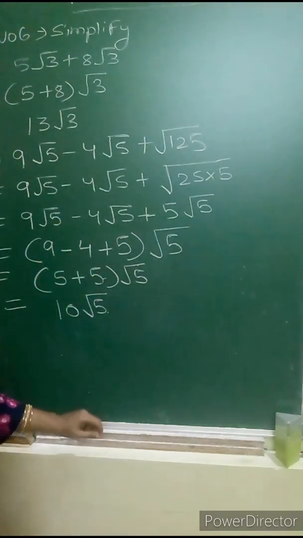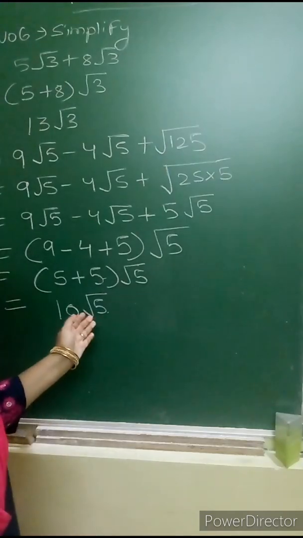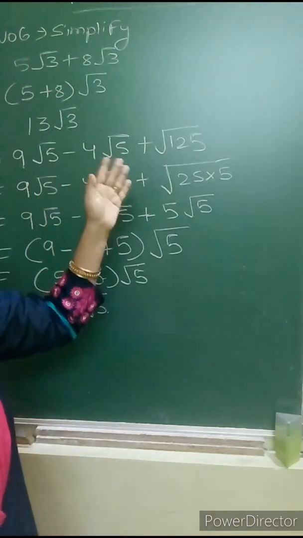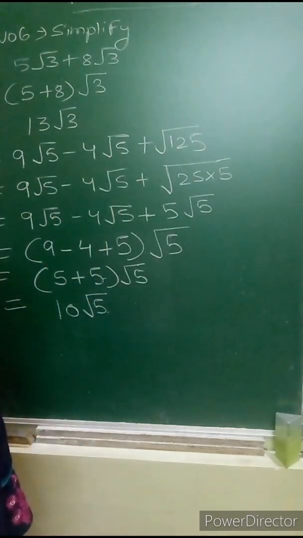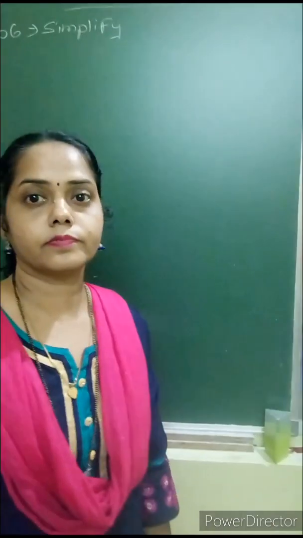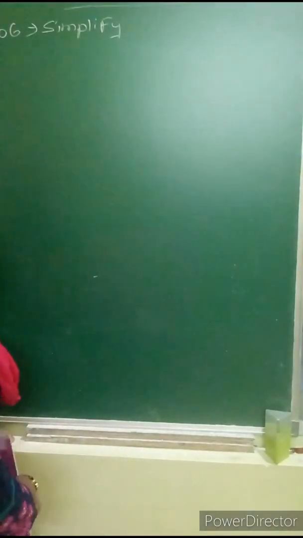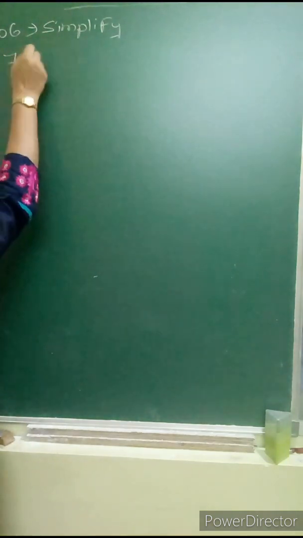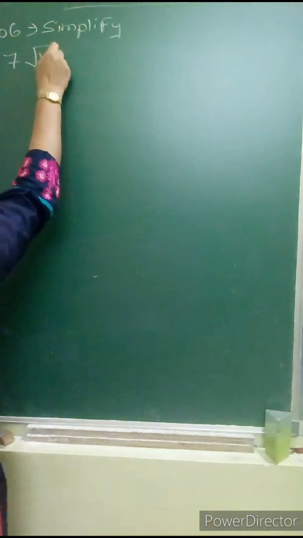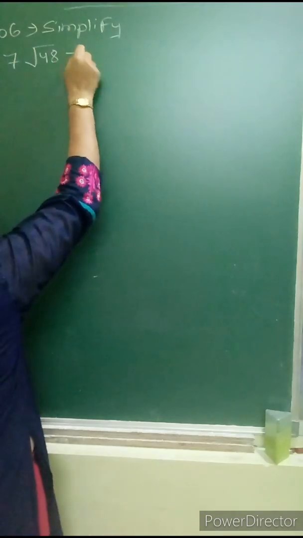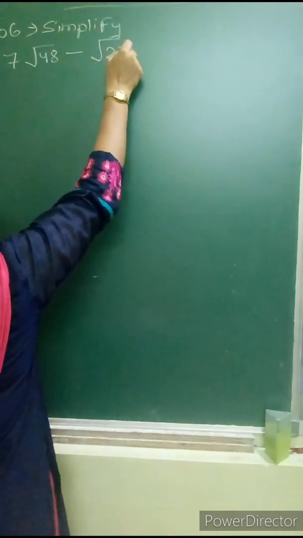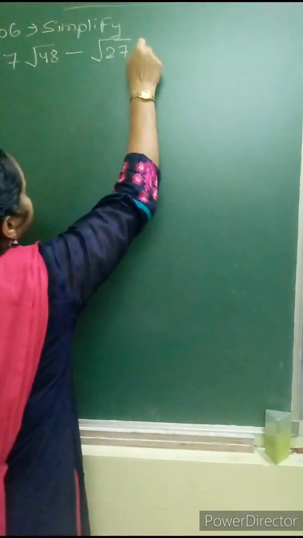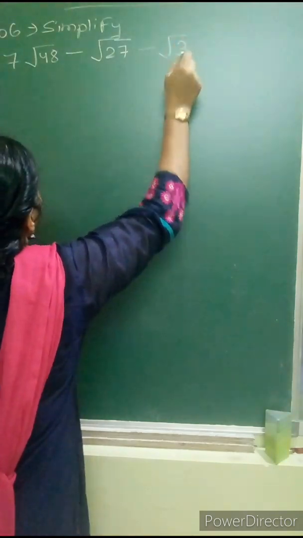In this way you can simplify any two or more than two given surds. The third sub question of question number 6 is 7 root 48 minus square root of 27 minus square root of 3.